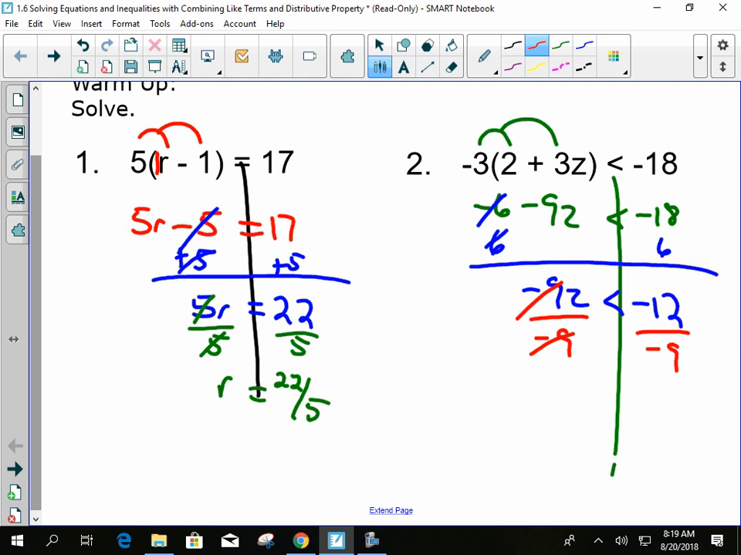So now, because I divided by a negative, I have to flip my inequality. Z is greater than, negative over negative is a positive, 12 over 9. 12 over 9 can reduce. 3 can go into both. 3 goes into 12 4 times. 3 goes into 9 3 times. So Z is greater than positive 4/3. And if you put 12 divided by 9 in your calculator, it'll come up.